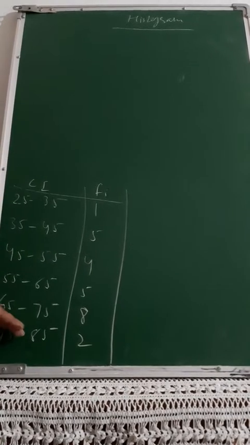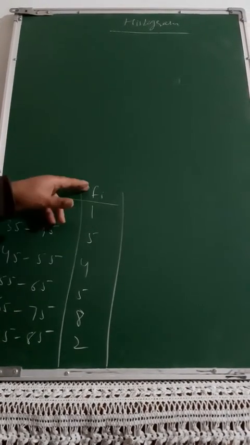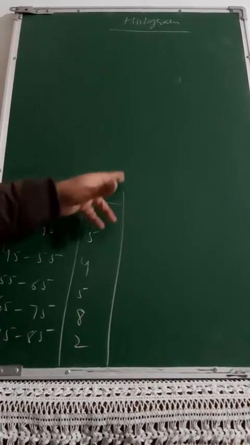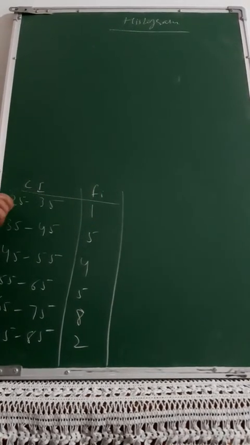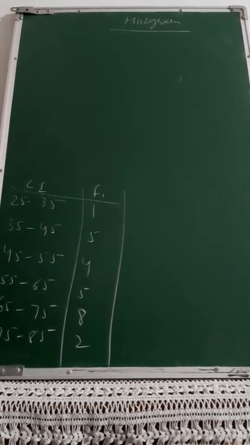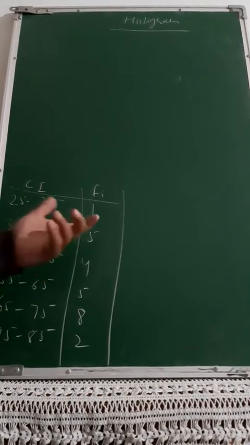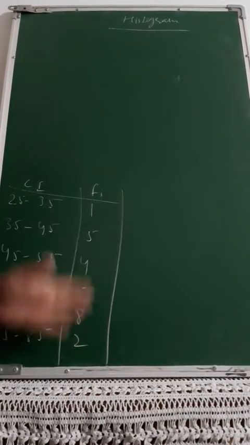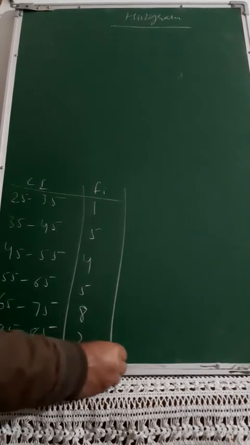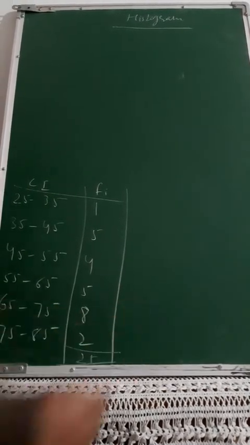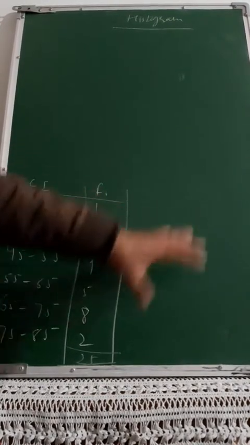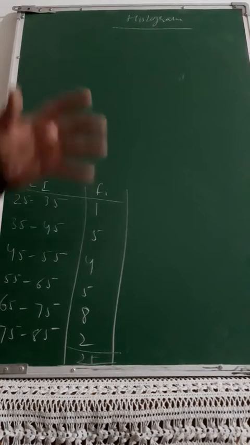So this is the size, and here is the number of plants. Number of plants always denotes the frequency. So this is the size in centimeters. 25 centimeter to 35 centimeter, only one plant is there, and 35 to 45 centimeter, only 5 plants are there, and so on. If I sum up these frequencies, that comes to 25. Means I am talking about the case study of 25 plants as per their heights.